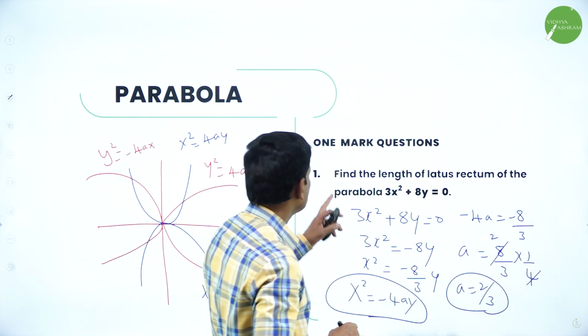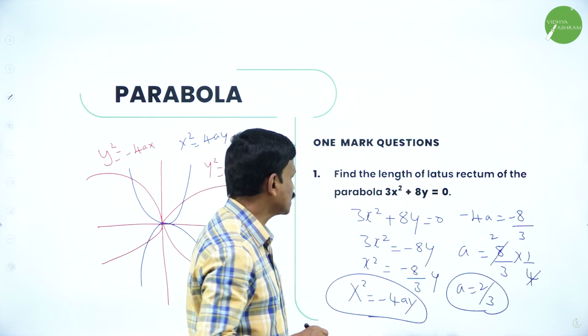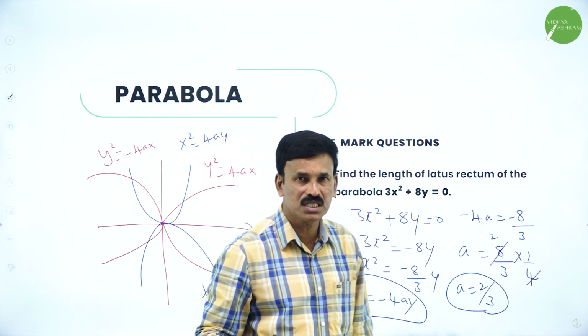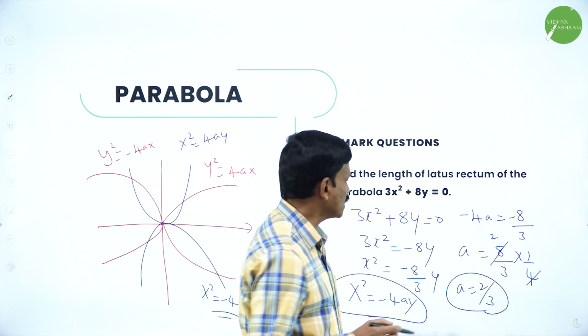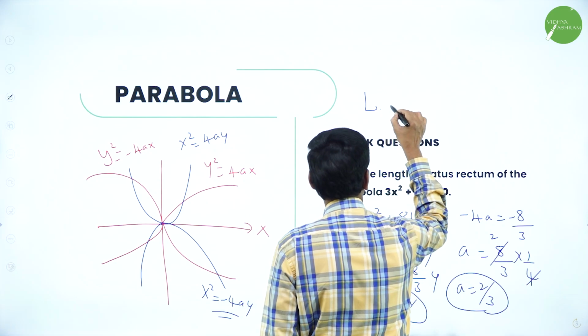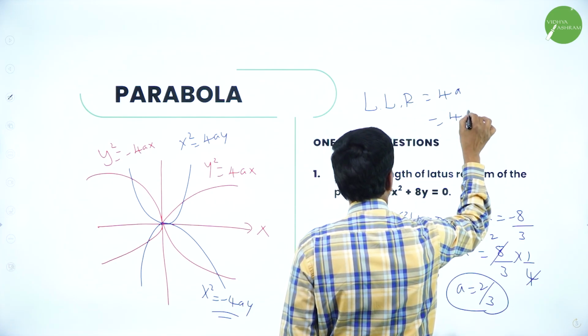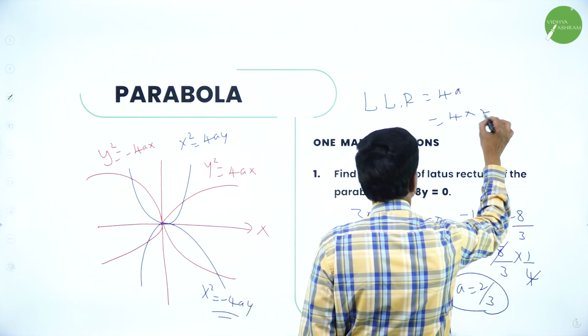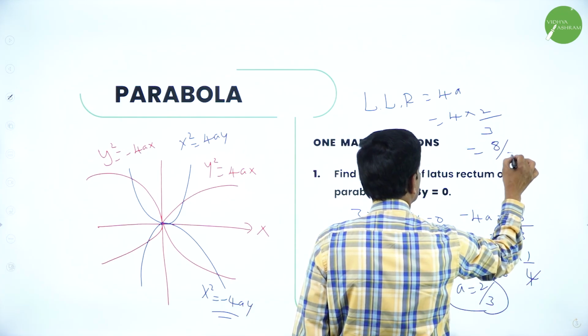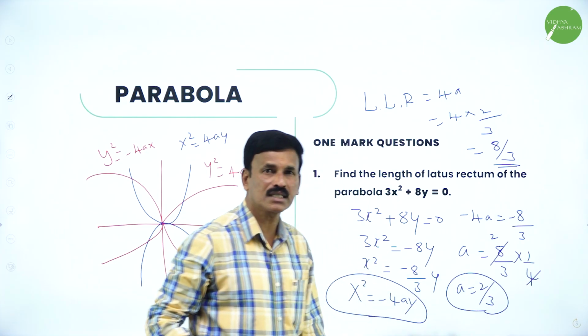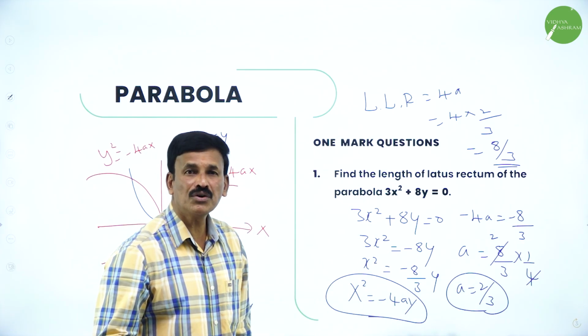Now, what is to find? Find the length of latus rectum. The length of latus rectum is always equal to 4a. This is 4 into a, which is 2 by 3, that's equal to 8 by 3, the length of latus rectum. That's it. 1 mark. Okay. Now move on to the next problem.